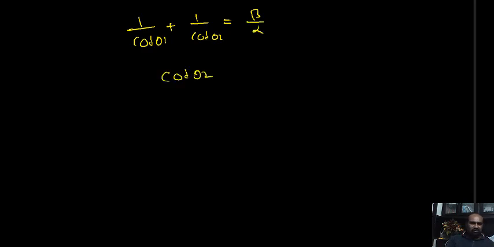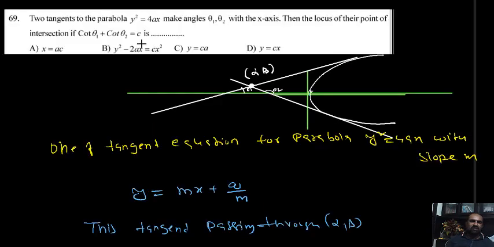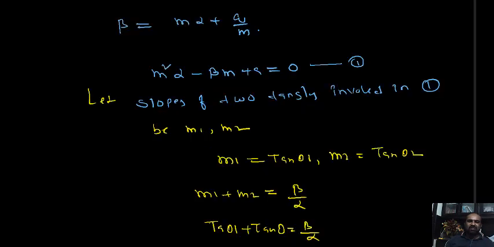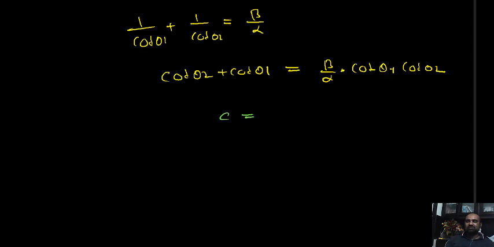After taking the LCM, cot theta 2 plus cot theta 1 equals beta by alpha into cot theta 1 into cot theta 2. Already cot theta 1 plus cot theta 2 is given as c, so c equals beta by alpha into cot theta 1 into cot theta 2. This is one of the required relations, equation number 2.